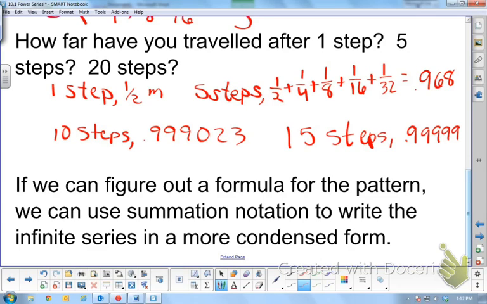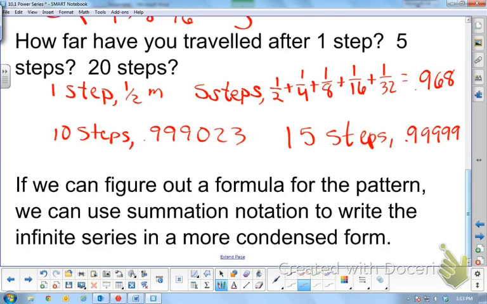Our goal is to find a formula for the pattern so we can use summation notation to write the infinite series in a more condensed form. So that if I want to find the first 20 steps, I don't have to type it in forever. In order to do that, we need to find a pattern for the sequence itself.